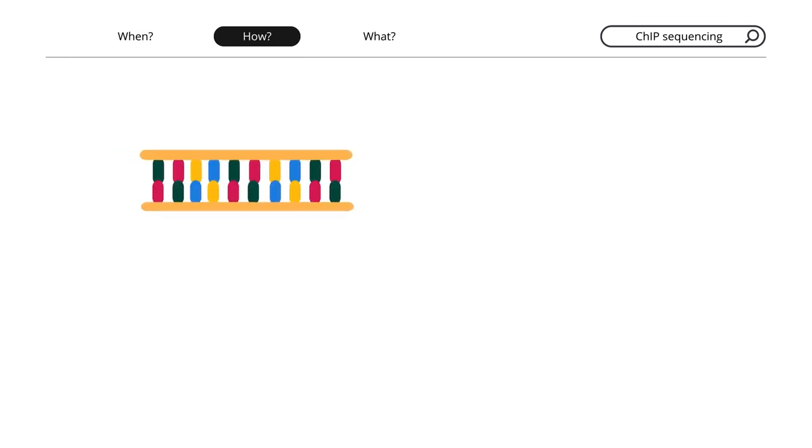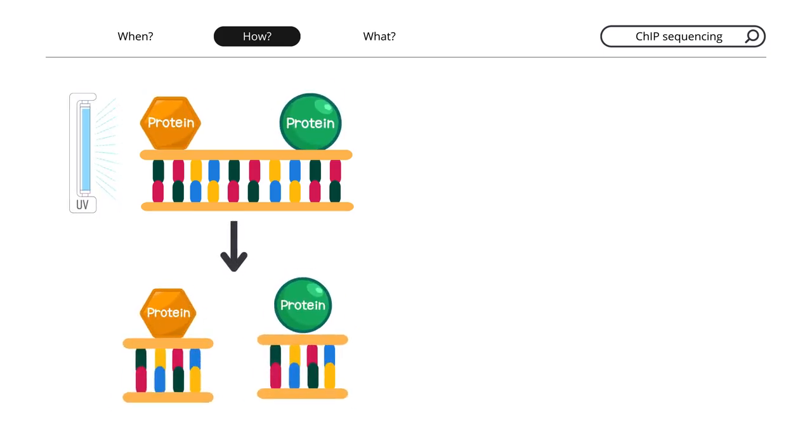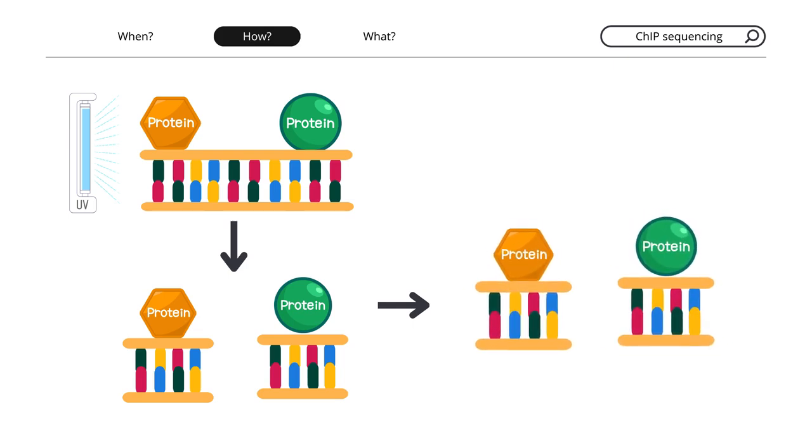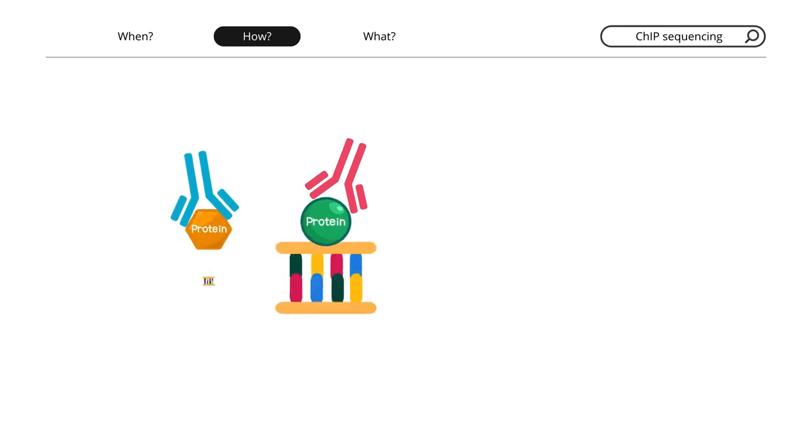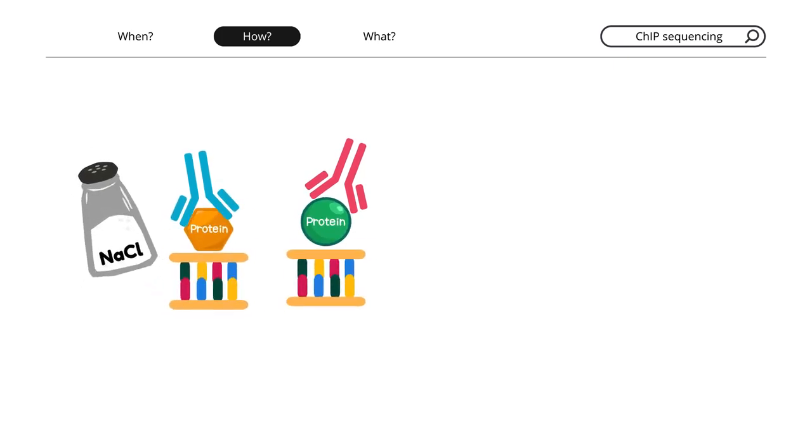The classic ChIP-seq starts by cross-linking proteins to DNA using UV light. The DNA is then fragmented, and these DNA-protein complexes are precipitated with special molecules called antibodies that specifically bind to the protein of interest. After immunoprecipitation, the next step is to reverse the cross-links by using high salt concentration and heat.